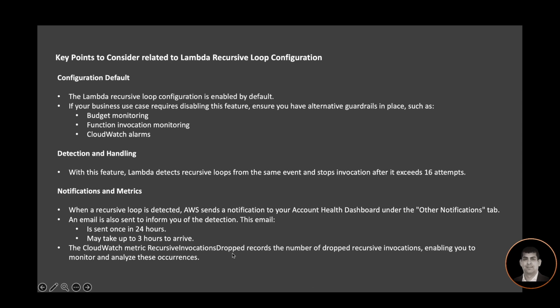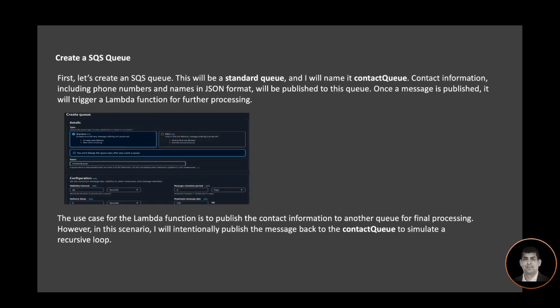And then of course, you can create your own notification by monitoring the metric. So there is a recursive invocation dropped metric, so you can monitor it. You can also monitor invocations and build your own notification mechanism, right? So all those options are there. So let's look at this scenario.